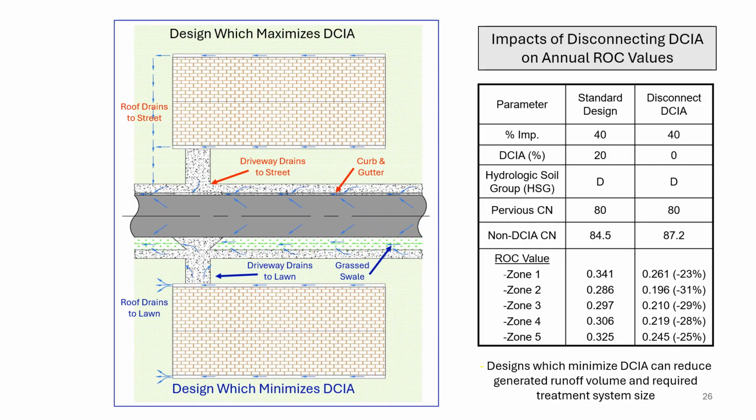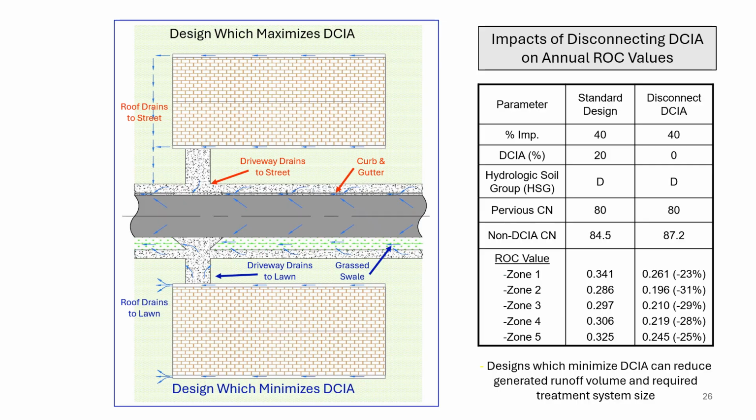In contrast, designs that minimize DCIA redirect that runoff. For example, a roof might drain to a lawn, or a driveway might drain into a grassed swale instead of directly to the street. This effectively disconnects the impervious area from the storm sewer system. By doing so, the runoff from the impervious surface is allowed to infiltrate into the ground or be treated by vegetation in the pervious area before it can become surface runoff.